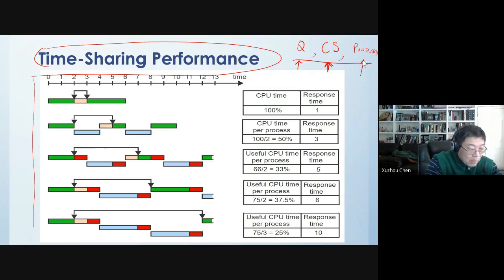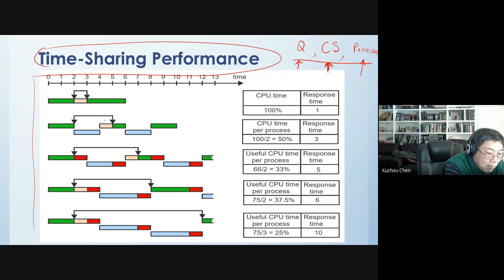Now, that's basically the general analysis. But if you actually think about the context switching, then the story is going to be slightly different. Okay, so now let's take a look at these different scenarios. The first scenario, we ignore the context switching time. So the context switching time is 0.